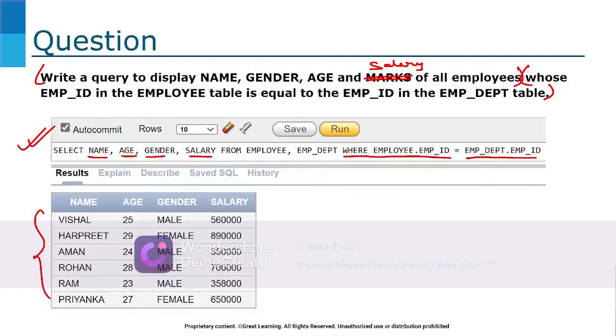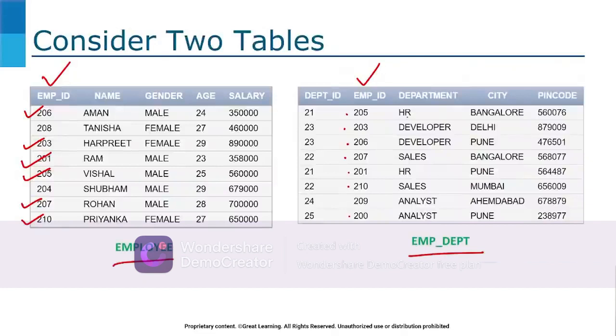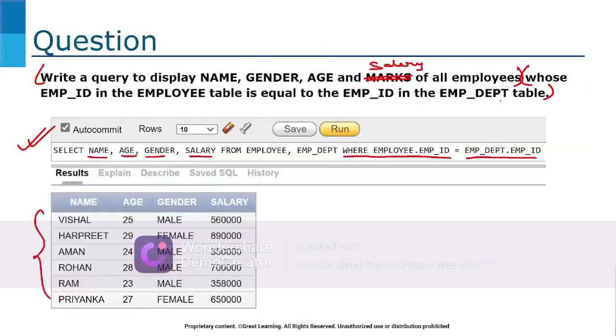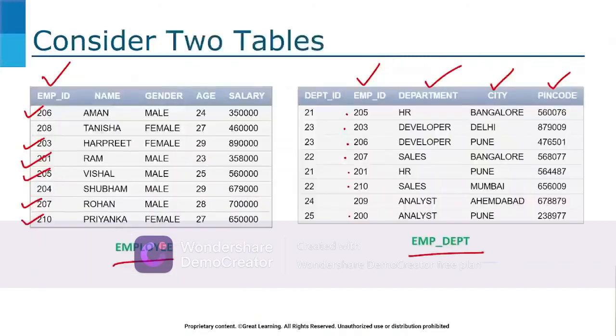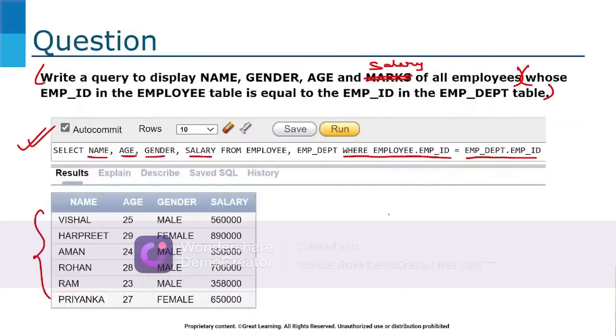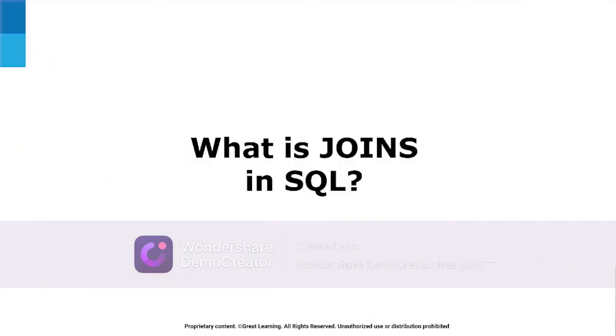But the problem here is, what if I want to show in the result department, city, and pin code also? Till now, we are only showing name, age, gender, and salary. But now I want to show the columns of another table also. Then what do you have to do? Then you have to use the join keyword. How can we do that? Let's see. Now we'll understand what is join.